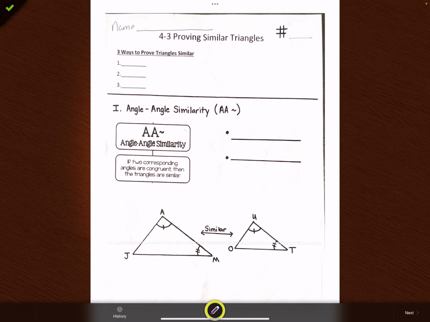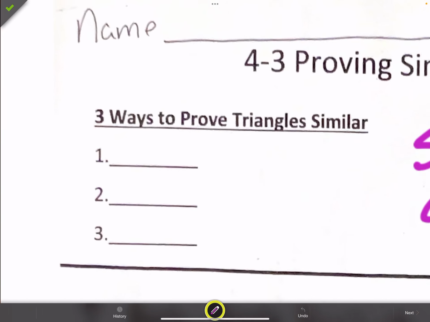What similar means is that they are the same shape, but you're going to see that they are different sizes. So we won't be able to say that they're congruent, but we will be able to prove them similar. So last week we learned there are 5 ways to prove triangles congruent. You'll see today there are only 3.